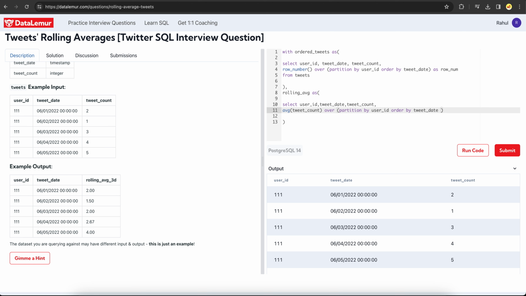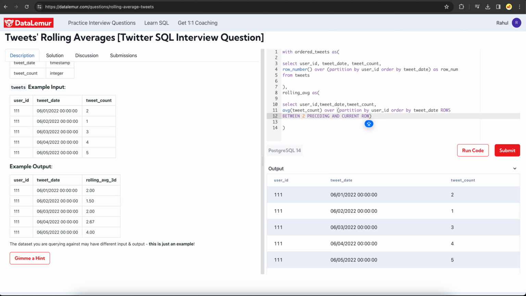And now is where the moving average, the moving window part, sort of comes in. Here you can use a keyword. First I'll write it and then I'll explain it: ROWS BETWEEN 2 PRECEDING AND CURRENT ROW.